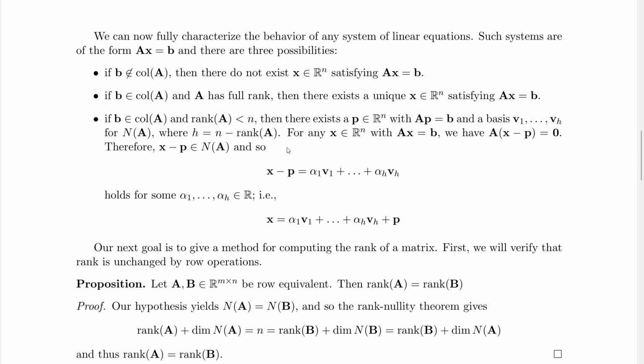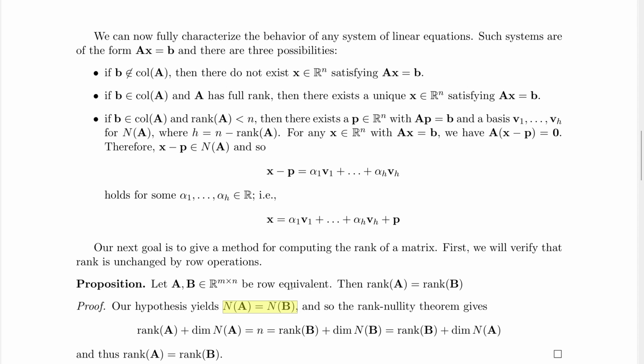So row equivalent matrices having the same rank isn't too shocking, but what's interesting about the proof of that is that the rank of our matrix, remember, is the dimension of the column space. And as we already noted, row operations will scramble your column space. However, it won't change the dimension. And the reasoning for that is, as we've already previously noted, row equivalent matrices have the same null space.